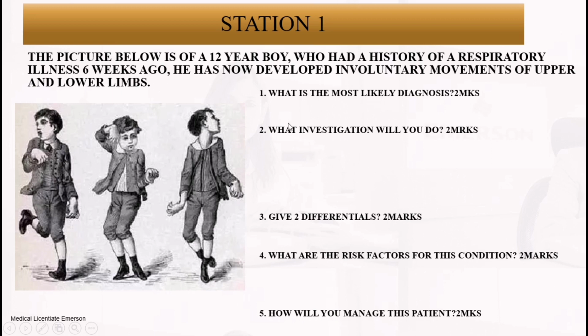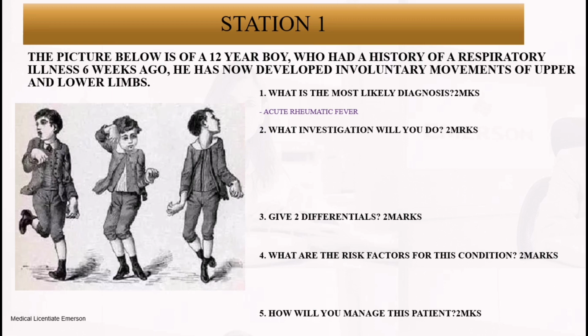So the history is the one which is going to give you the diagnosis. So you have to note the age. The boy is 12 years old. He has a respiratory illness 6 weeks ago, then the movement itself. So here, the most likely diagnosis is acute rheumatic fever.